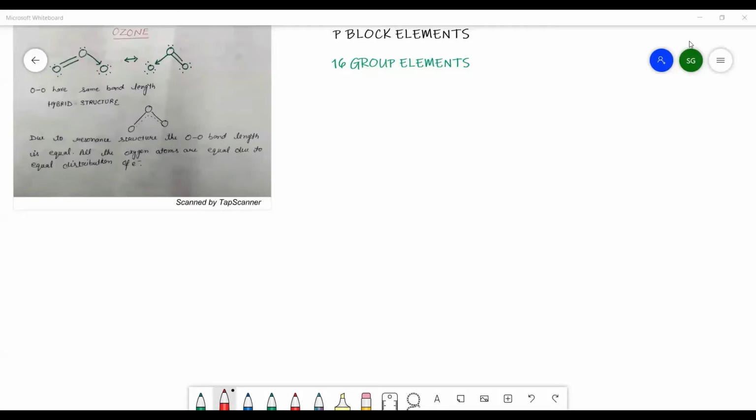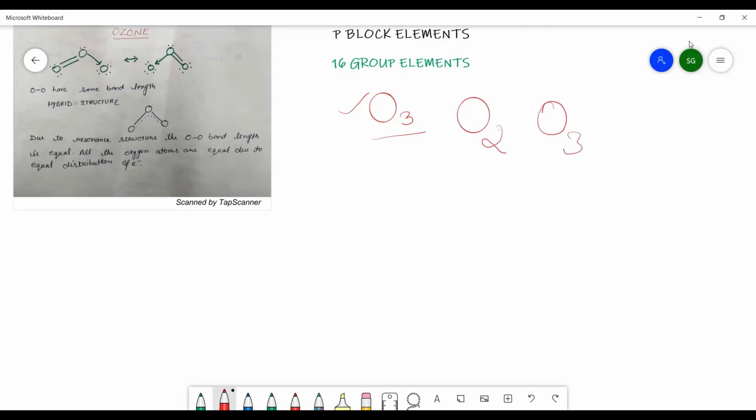Hello everyone. Now let us start with the 16 group elements again from P block elements, class 12th, chapter 7. Now here we will do the ozone. Ozone, you know well, has the molecular formula O3. It is an allotrope of oxygen. Oxygen exists as O2 and oxygen can also exist as O3.